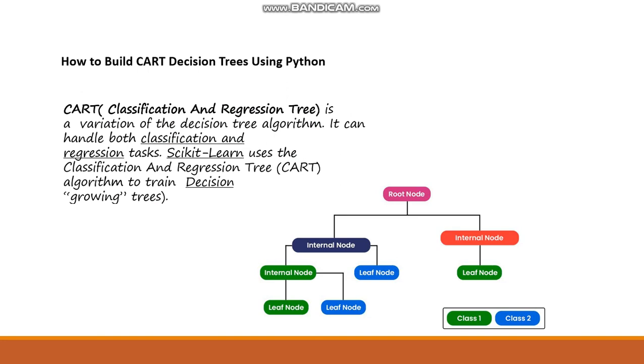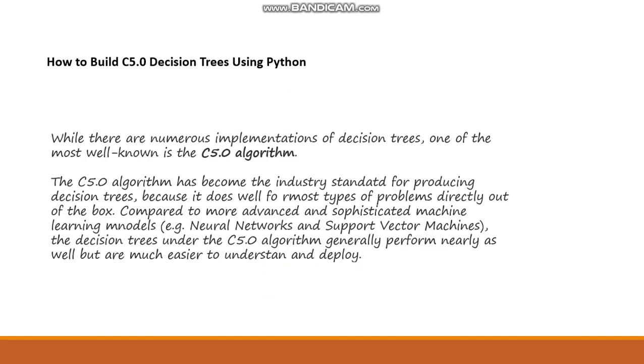CART, the classification and regression tree, is a variation of the decision tree algorithm. It can handle both classification and regression tasks. Scikit-learn uses the classification and regression tree algorithm to train decision trees. Now, how to build C5.0 decision tree using Python.